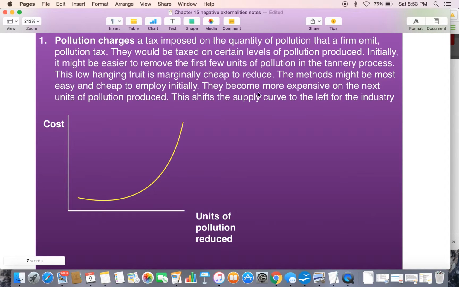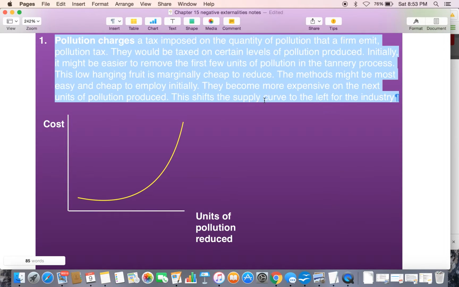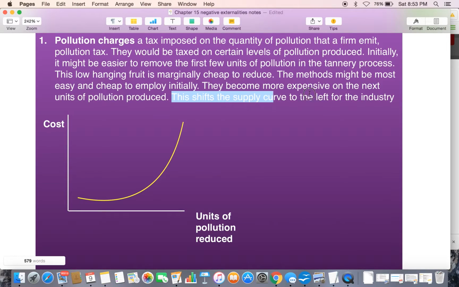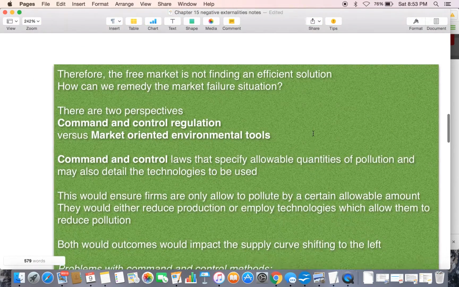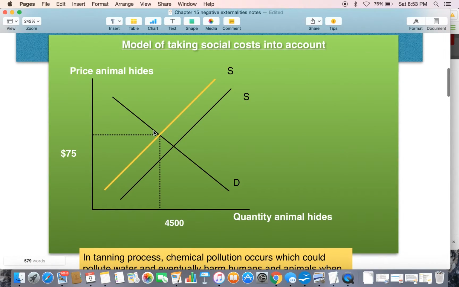This also would shift the supply curve for the industry to the left. Why would the supply curve for the industry be shifted to the left? If we think about our supply shifters, we know that if we impose additional costs on the production process for a firm, or for all of the firms in the industry, this would shift the supply curve to the left. So, just like we saw earlier, we would see the supply curve shift to the left. And so S, our new supply curve, would be our social supply.